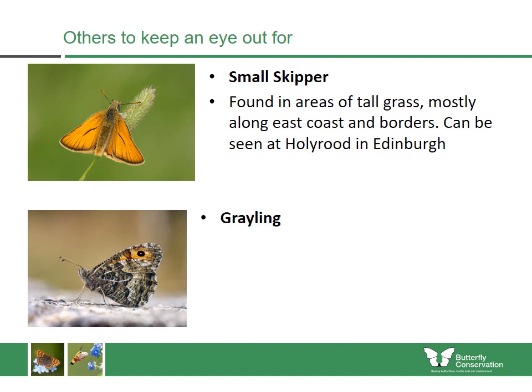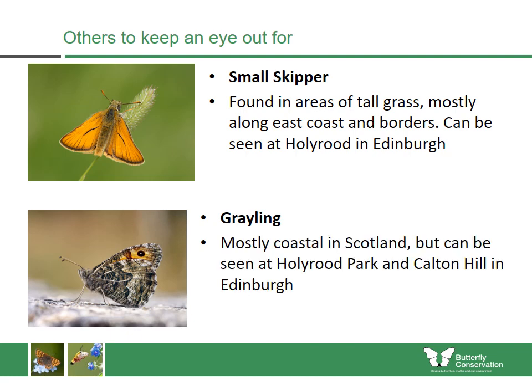Another species you can also see in Holyrood is the grayling. And the grayling is mostly coastal in Scotland, but again in Edinburgh you can see it at Holyrood Park and Calton Hill. It really likes rocky areas, so you can find it in disused quarries or along the coasts in sand dunes. But in Holyrood Park it's in areas where the rocks are exposed. This butterfly is very well camouflaged against rocks, and as soon as it closes its wings it can be very hard to see. But it is quite a large butterfly and easy to see in flight.